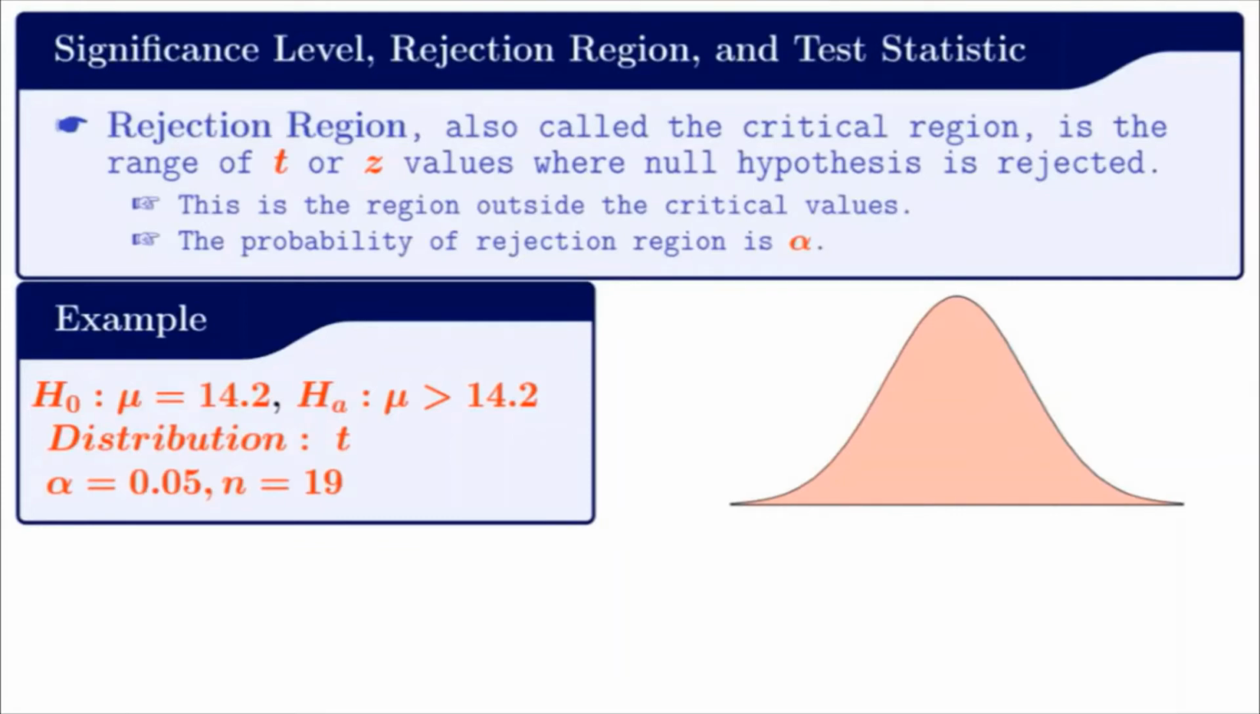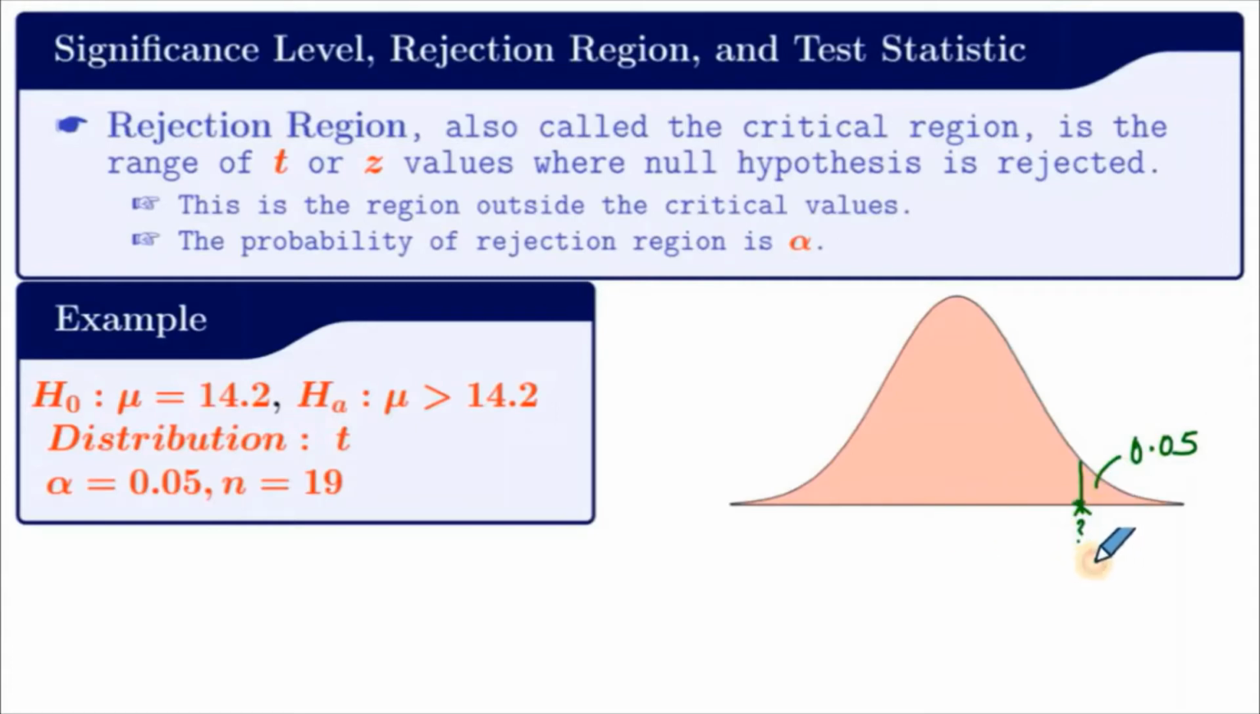Here we have null and alternate hypothesis given like this. Note that this is an upper tailed test since we have a greater than sign in the alternate hypothesis. It also says we are using t-distribution with significance level alpha equals 0.05 and sample size n equals 19. Now let's draw the rejection region. Since it is an upper tailed test, we know this area here is 0.05 and we are supposed to find this point here.